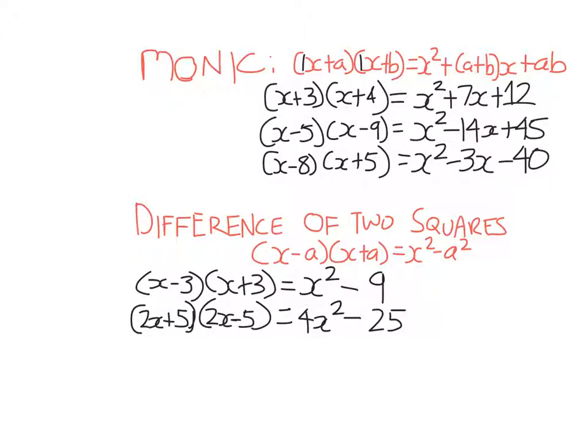How easy is that? So note that we would have got the same answer here if we used FOIL on this. It's just that this is a quicker way. Similarly, we would have got this answer if we used FOIL on these two brackets. We just arrived at the answer quicker. So now we're going to look at how to do perfect squares quicker.